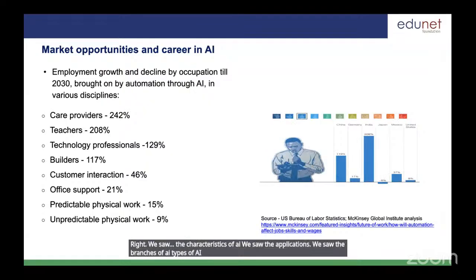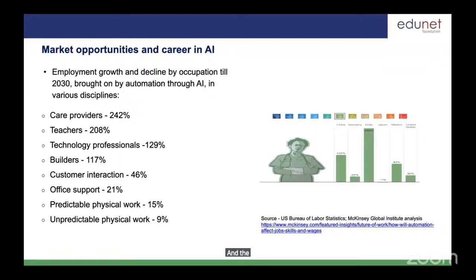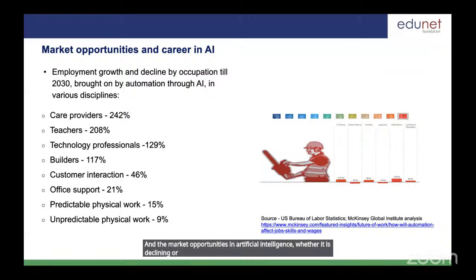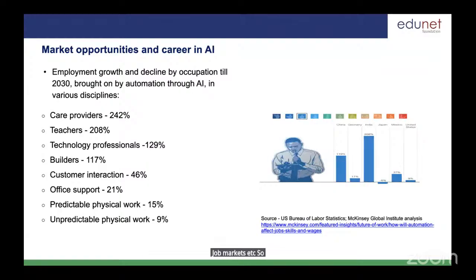We talked about machine learning. We had a discussion about deep learning and the market opportunities in artificial intelligence, whether it is declining, what the rapidly growing jobs are, the job markets, etc. So this was the entire session.